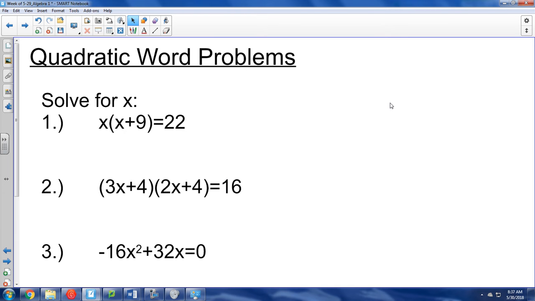All right, so this is our first notes on quadratic word problems. I believe these notes are called Quadratic Word Problems 1. And the first thing we want to do is solve for x. So we want to think about how we would solve this for x.